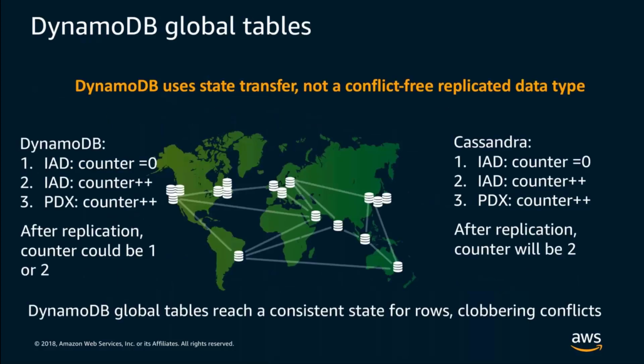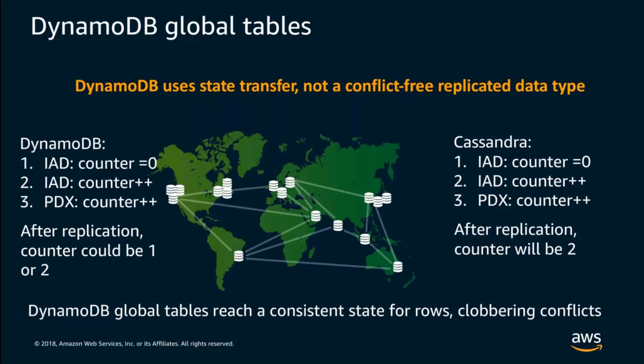An important thing to keep in mind in Dynamo global tables, this is really not well known, and it can be a misconception of sorts. Basically, Dynamo tables use state transfer, and it doesn't have a conflict-free replicated data type. And so when we replicate data, we make this table consistent. But if there's a conflict, only one of those conflicts will win.